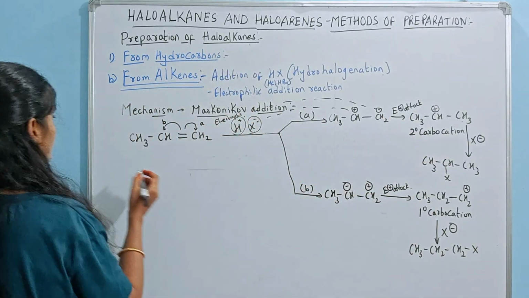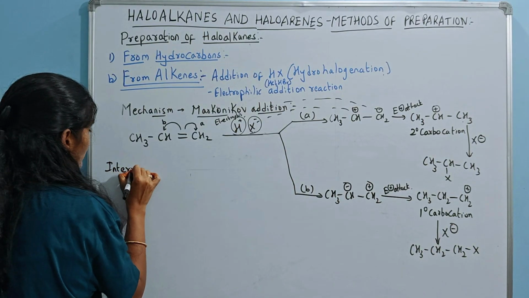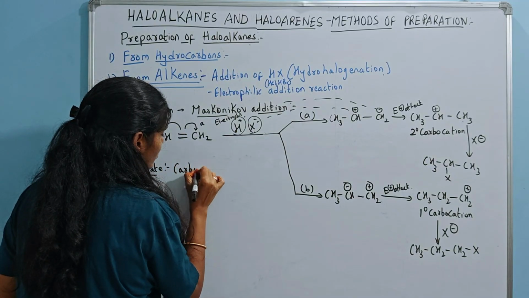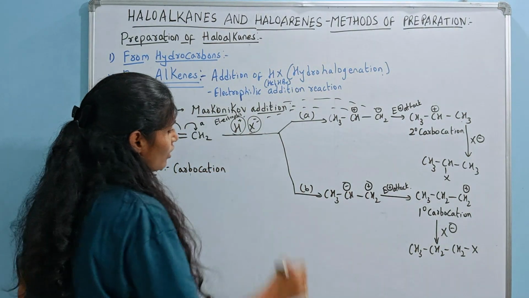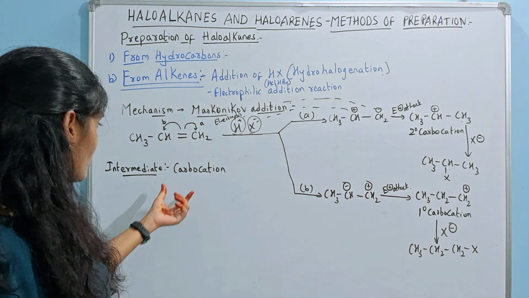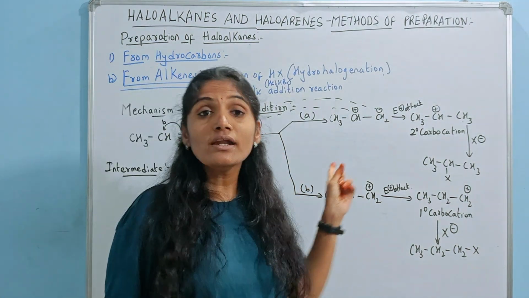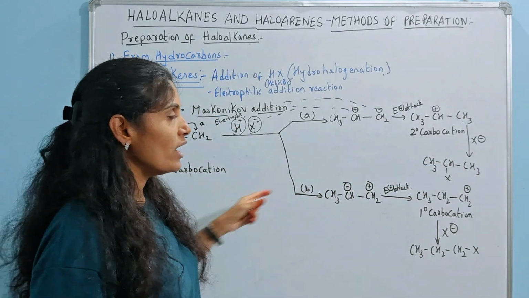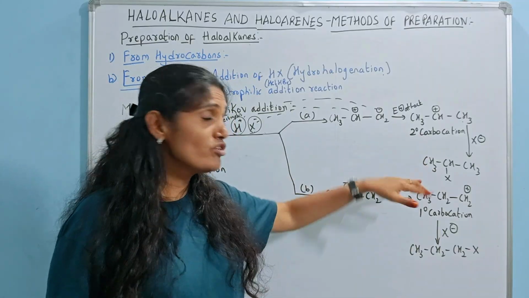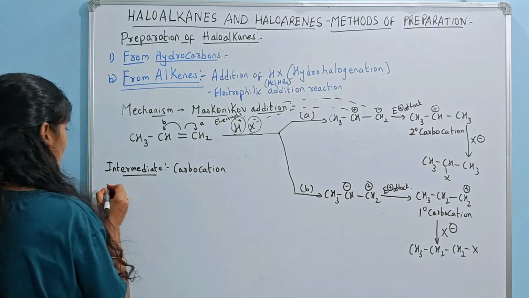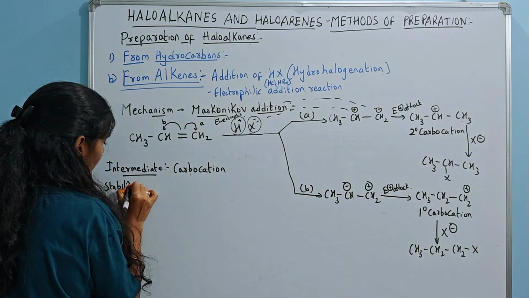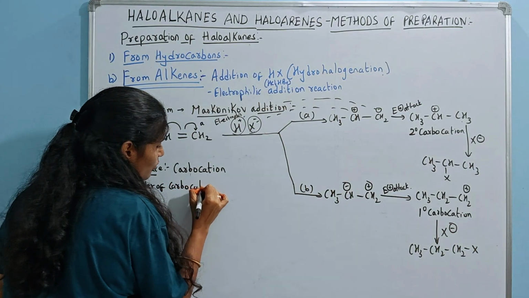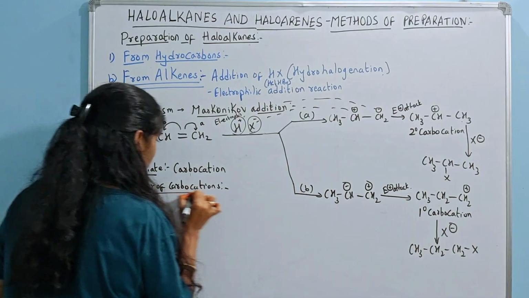Now if you see here, what is the intermediate in this mechanism? The intermediate is your carbocation. So who will decide which product is major and which product is minor? The stability of the carbocation. Now, between secondary carbocation and primary carbocation, which is the most stable carbocation? What is the stability order of carbocations?